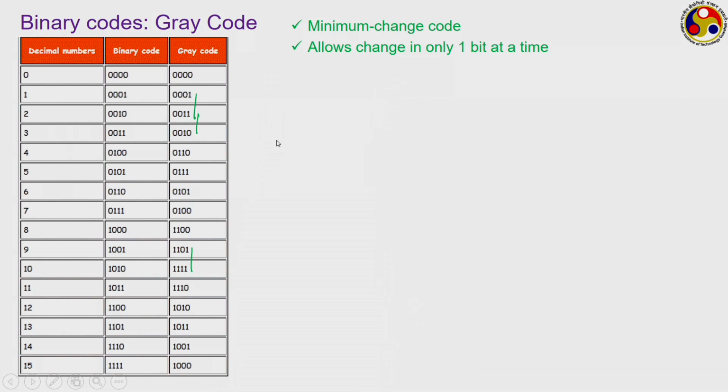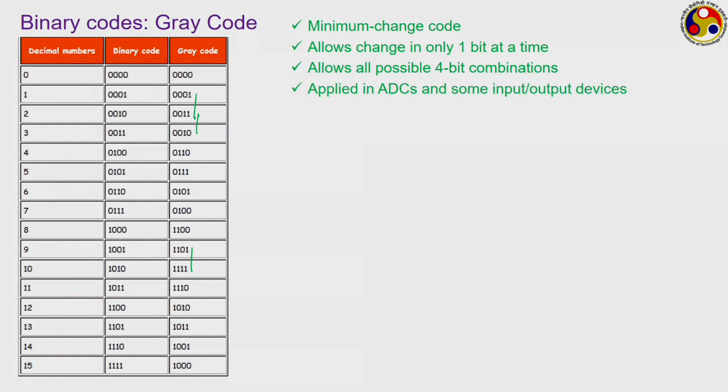You need fewer operations, and it also allows all possible 4-bit combinations going from 0 to 15 in decimal. It has found application in different ADCs, analog to digital converters, something we shall be talking about in the next lecture, and also in some input output devices. However, it is not applicable for all types of arithmetic operations, because of the different representation. While binary code and BCD are very standard representations, very easy to code and decode, gray code is not that.